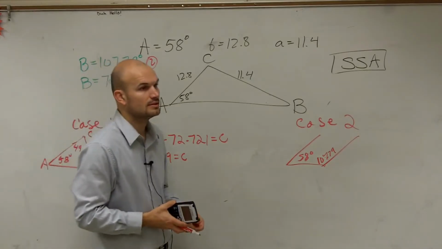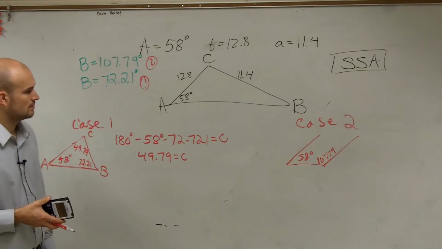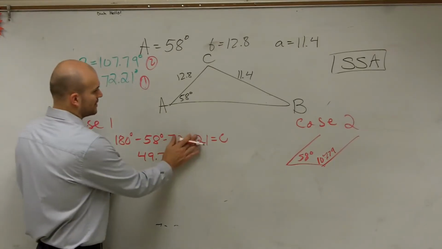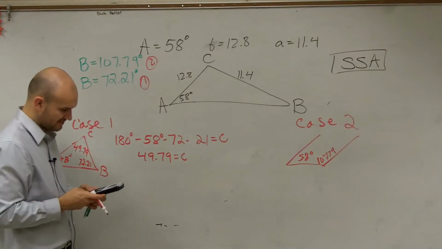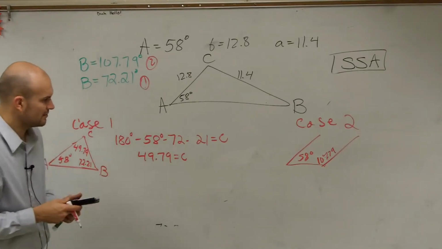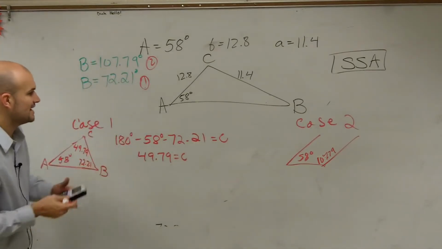The value is 72.21, not 72.27. Oh, it's just 70.21? Okay, let me change it then. 180 minus 58 minus, oh, I did it right. I don't know why I wrote that in there. All right, so now that's for case 1.